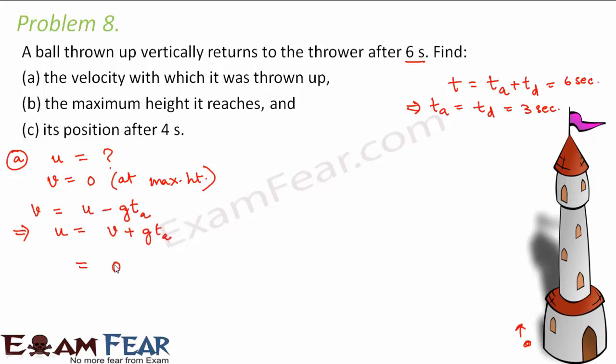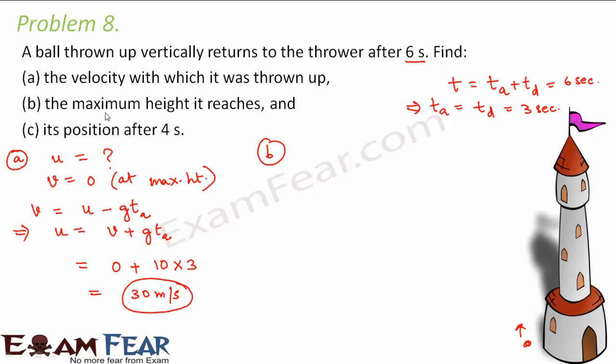So what is v? That is 0 plus g, let us take g as 10 meter per second square, into ta, that is 3 seconds. So this will be equal to 30 meter per second. Now I am considering g as 10 meter per second square just to simplify my calculations, but otherwise you should consider the accurate value, that is 9.8 meter per second square, except for problems which explicitly mention that please take g as 10 meter per second square.